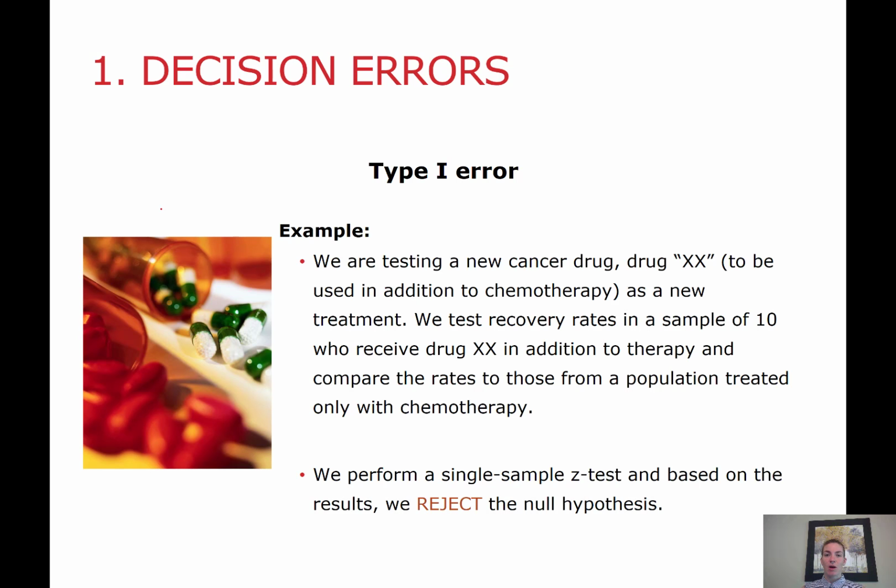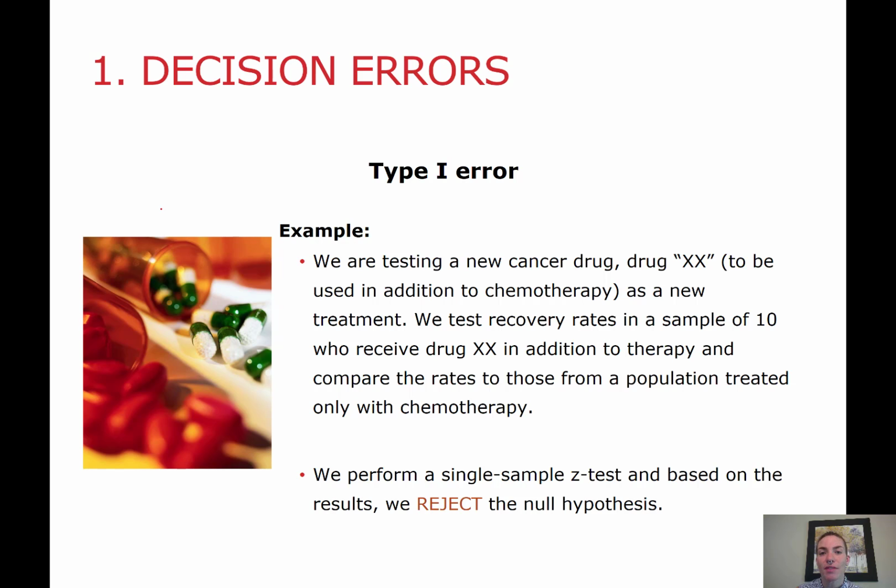Let's walk through an example to help make sense of this. Let's imagine that we're testing a new drug for cancer treatment. We're just going to call it XX, and this drug would be used in addition to chemotherapy. So all of our patients are undergoing chemotherapy. And we have a sample of 10 patients who are also going to receive drug XX in addition to their chemotherapy treatment. We perform a single sample Z-test, that's the test you've learned about, and based on the results, we do everything correctly and we decide to reject the null hypothesis.